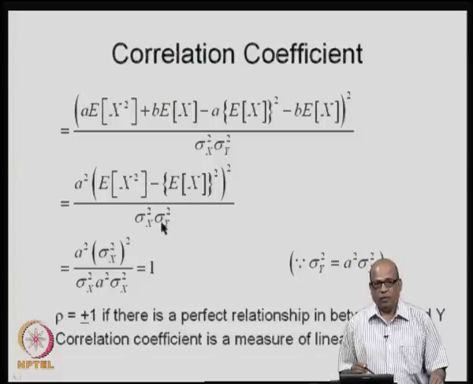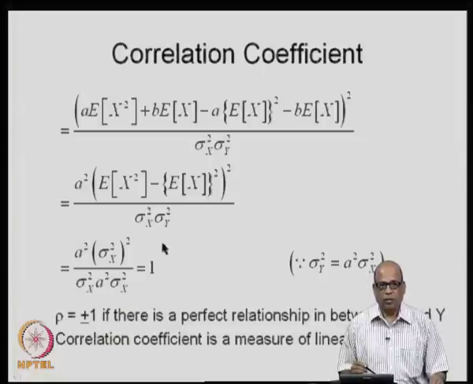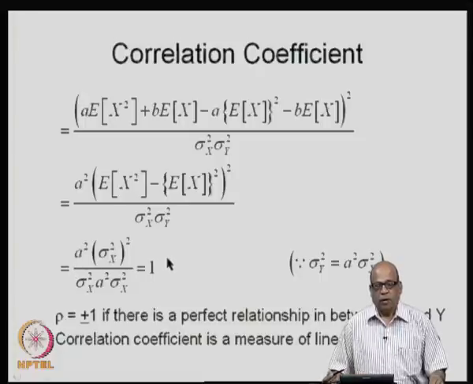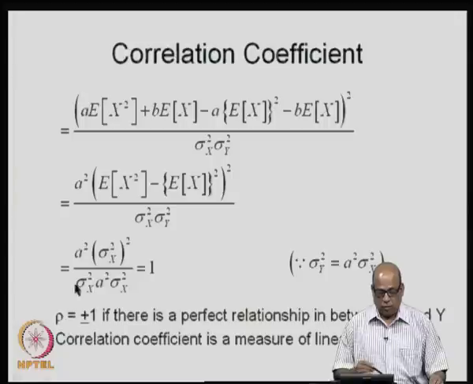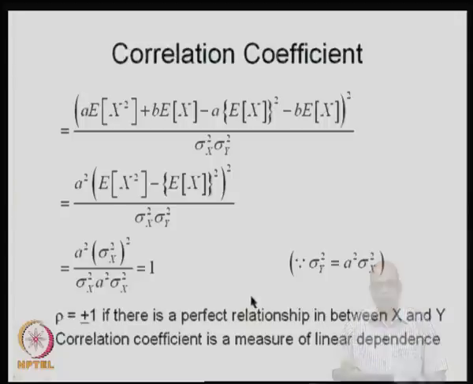and we have sigma y square here, and y is a x plus b. So, when y is a x plus b, you recall that sigma y square is a square into sigma x square, and therefore, sigma x square gets cancelled here, a square gets cancelled here. So, this turns out to be 1. Therefore, rho is equal to plus or minus 1 if there is a perfect linear relationship, because you got rho square is equal to 1 here.